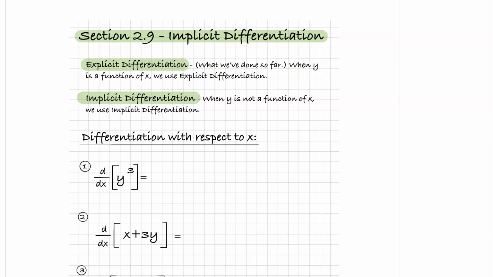In 2.9, we're going to be looking at something called implicit differentiation. So far in Chapter 2, for the majority of Chapter 2, we have been doing explicit differentiation. So when y is a function of x, we just use explicit. Implicit is when y is not a function of x. And this comes into play like we were seeing with our parametric equations, but it also comes into play when y is not by itself.